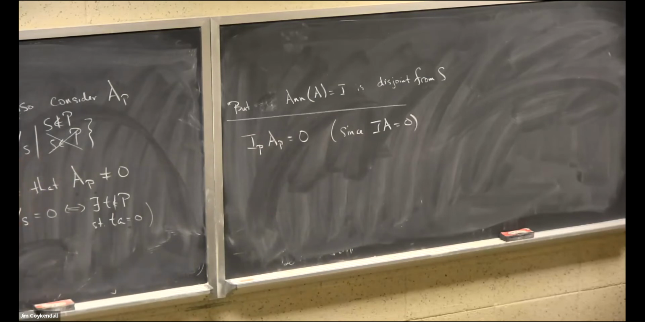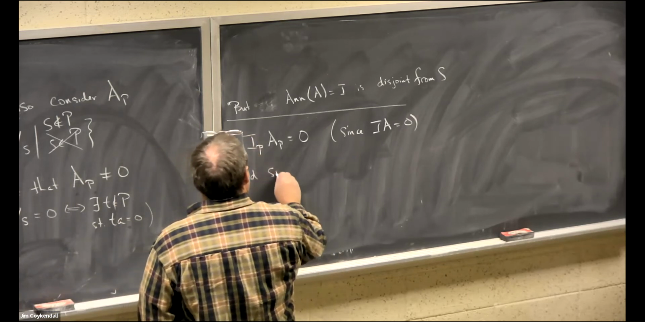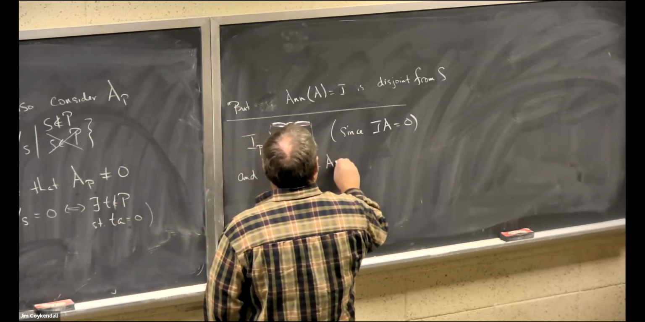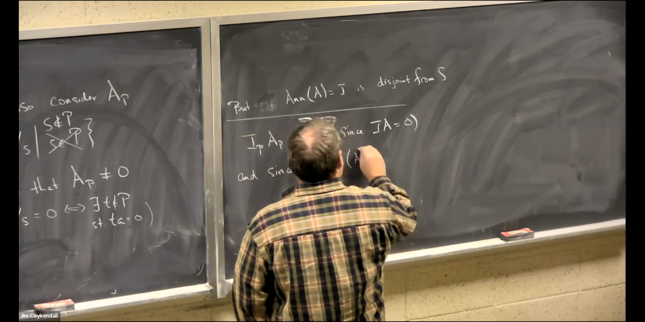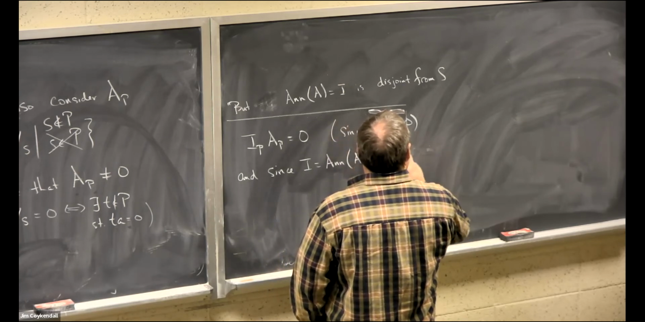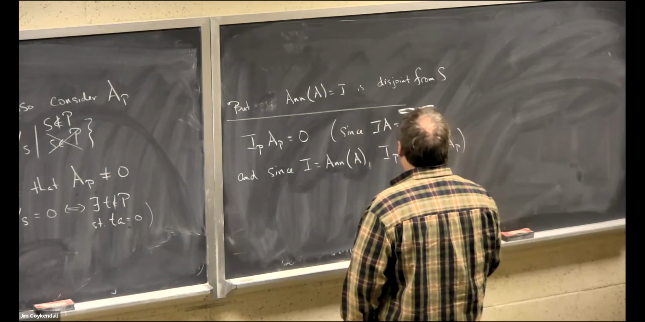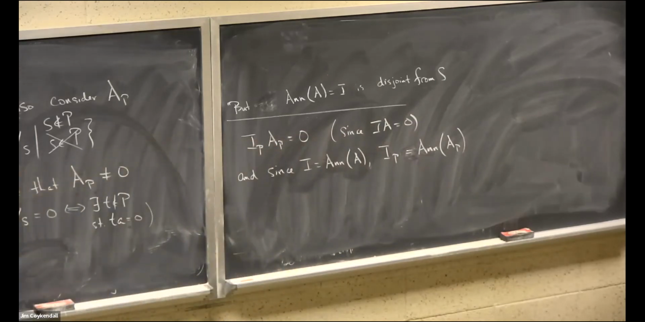That's easy to see because you multiply the numerators to get zero. And since I is the annihilator of A, IP is the annihilator of A localized at P. One containment is easy, and the other one is pretty straightforward.